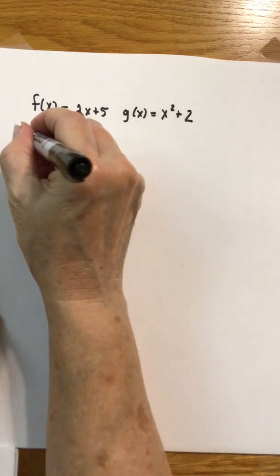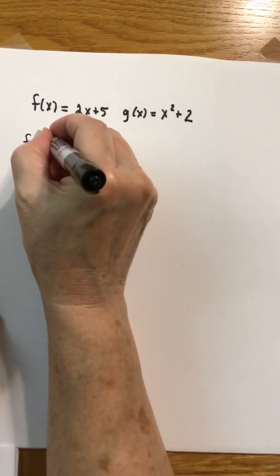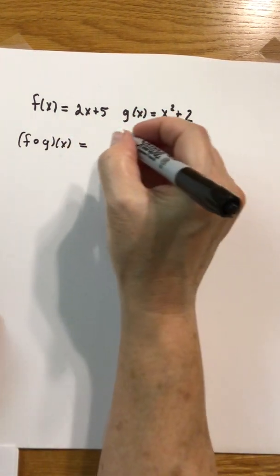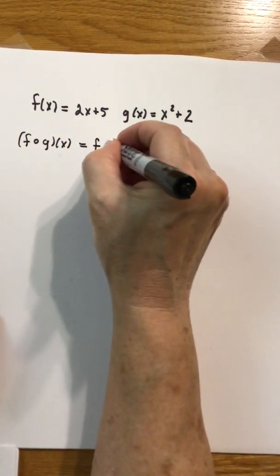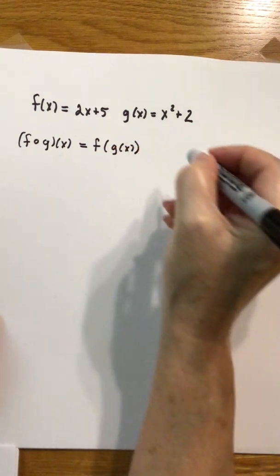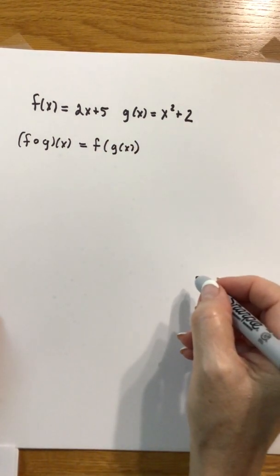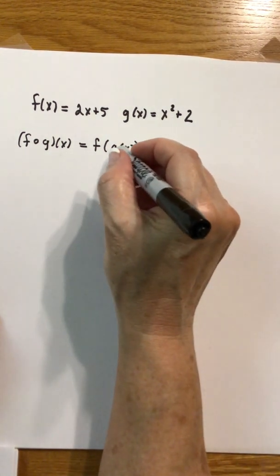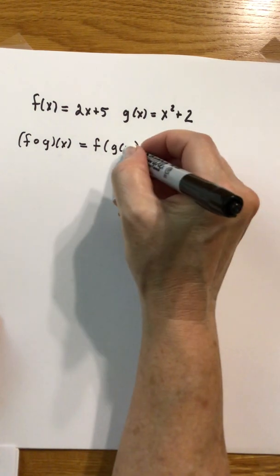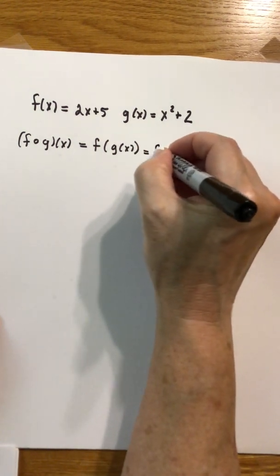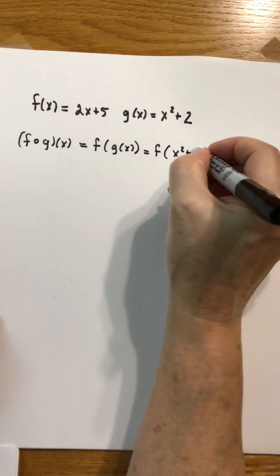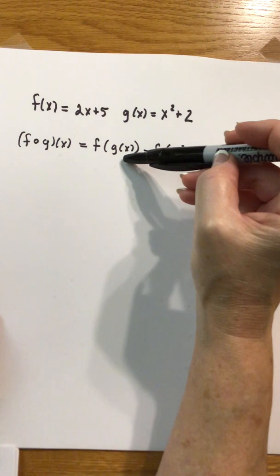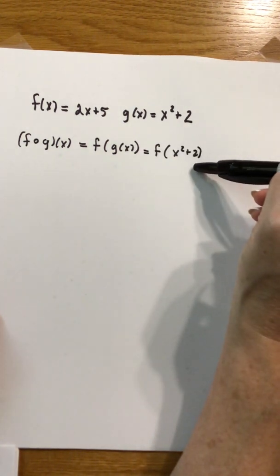So we're going to find first f circle g of x. So that's going to be what? F of g of x. So we're going to do f circle g, that's f of g of x. So that means that this is g of x. I can place x squared plus 2 into that position. So f of x squared plus 2. Because all I did was substitute something that was equal into that position. So g of x is x squared plus 2.